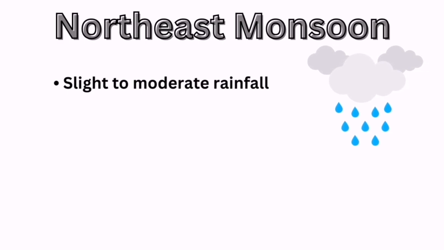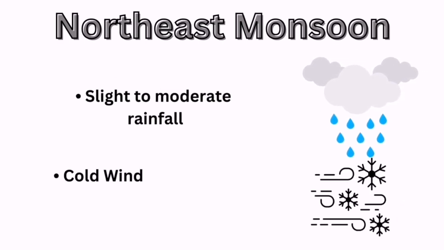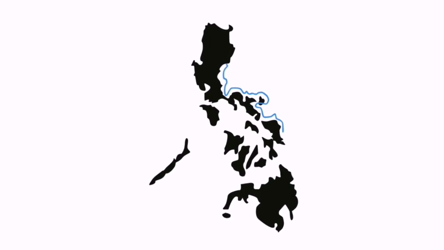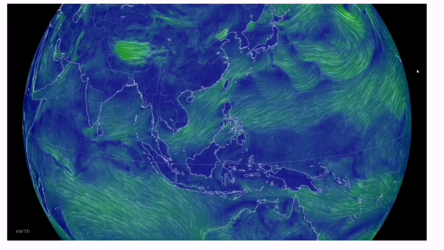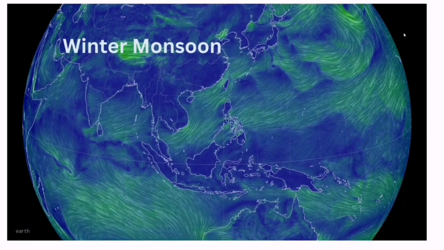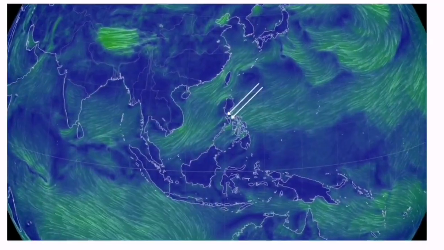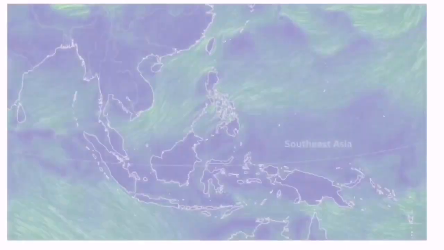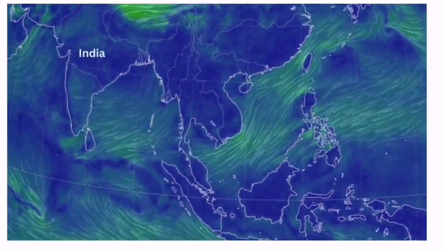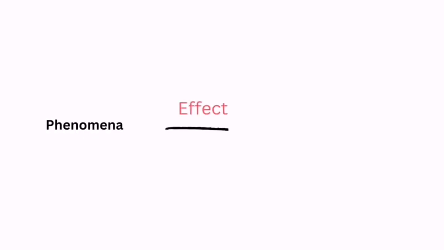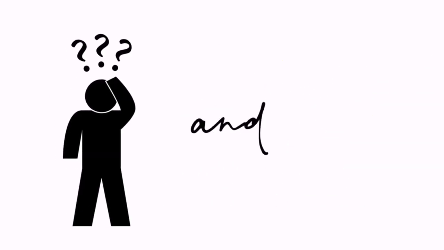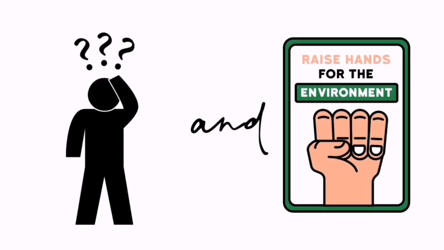There is a fascinating weather phenomenon known as the Northeast Monsoon, and it's characterized by slight to moderate rainfall and a prevailing cold wind that affects the east of the Philippines, though occurrences vary every year. The Northeast Monsoon, also called the winter monsoon, is a wind pattern that blows from the northeast direction, and it typically affects countries located in Southeast Asia, including parts of India. Understanding this phenomenon and its effect on the environment helps us make informed decisions and take necessary precautions.